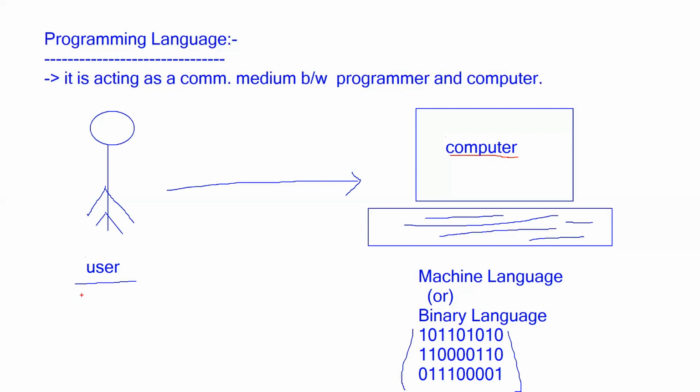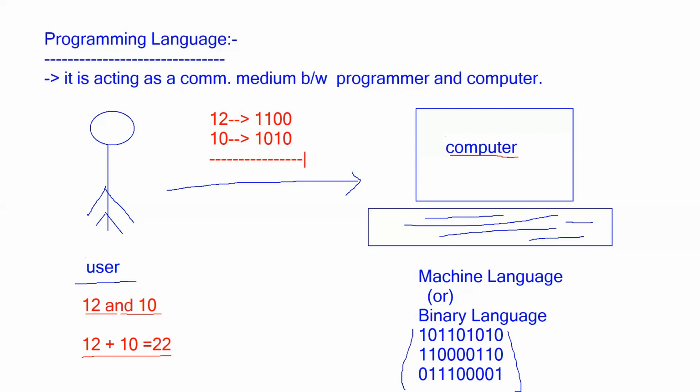In which language does the user do the calculations? The user also does calculations using some numbers. For example, I want to find the sum of two numbers, 12 and 10. How can we find it? 12 plus 10 is 22. So here we do the calculations in decimal numbers. The 12 and 10 are decimal numbers. What about the computer? The computer does the calculations in binary language. How? Suppose you give this task to the computer. First, it will convert the 12 into a binary number and 10 also into a binary number, and then you will get the result 22, which is equivalent to this. So this is how it does the calculation.